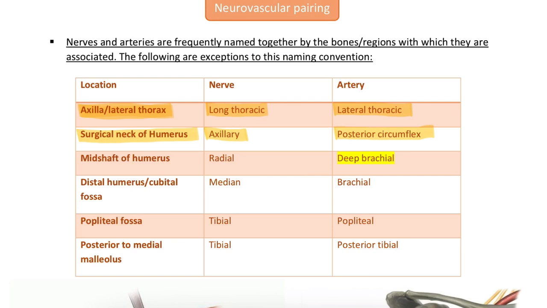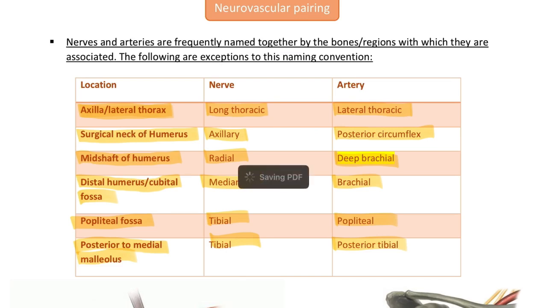Next, mid shaft of humerus: the radial nerve and deep brachial artery. Distal humerus and cubital fossa: median nerve and brachial artery. Popliteal fossa: tibial nerve and popliteal artery. Posterior to the medial malleolus: tibial nerve and posterior tibial artery. We have one mnemonic here, ARM. ARM means axillary, radial, median are paired respectively with posterior circumflex, deep brachial and brachial artery. Tibial follows tibial in the leg. So this is the mnemonic.